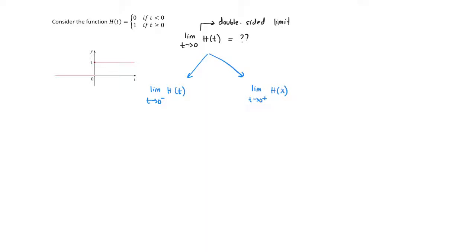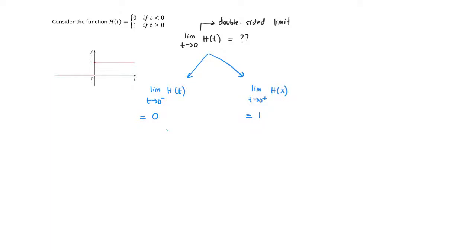So let's do the left side, the left-hand limit. This limit right here, as t is approaching 0 from the left, the y values are consistently equal to 0. So I am going to say that this limit is equal to 0. Let's look at the right-sided limit. As t approaches 0 from the right, t is getting closer and closer to 0 from the right, look at the y values. They are at a height of 1 consistently. So this limit over here is equal to 1.